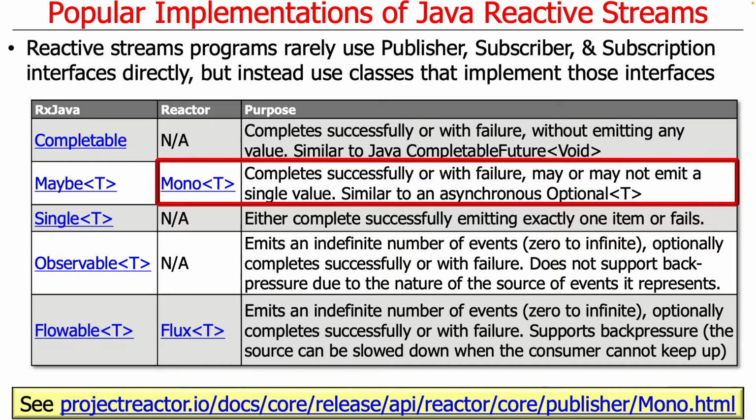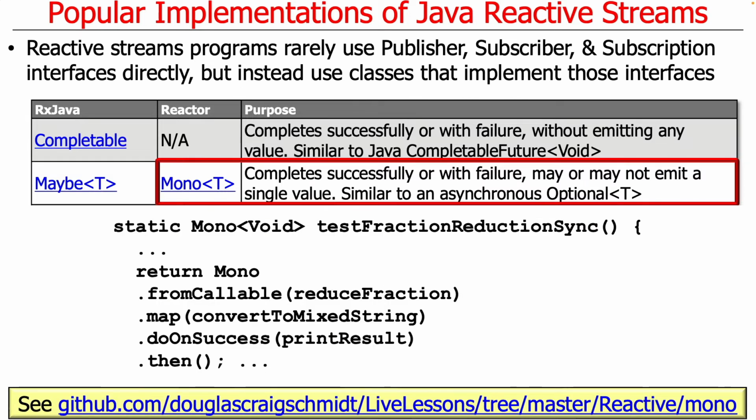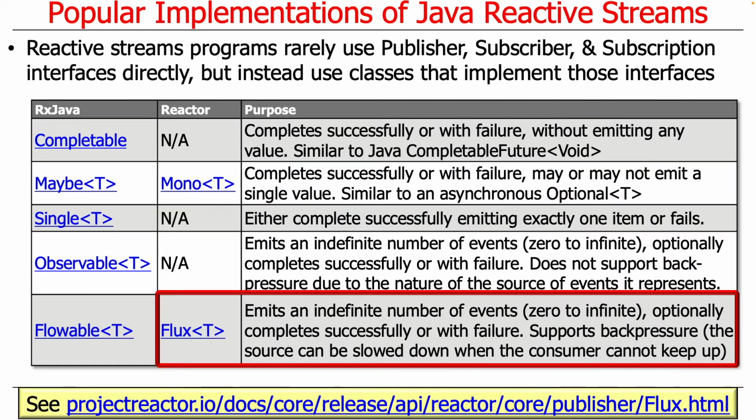For Project Reactor, there's something called a mono, which will either complete successfully or fail. It's kind of like an asynchronous optional. And there's a nice example you can find in my GitHub repository that shows how to use monos. There's a whole slew of examples actually in that folder that do that.